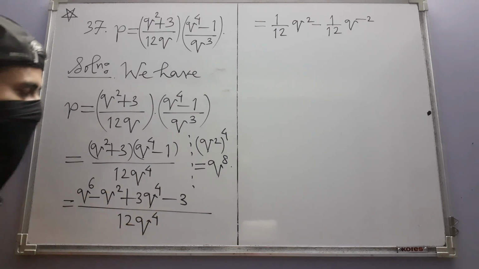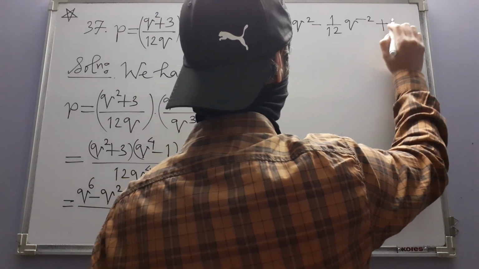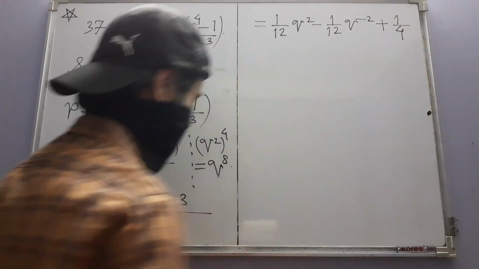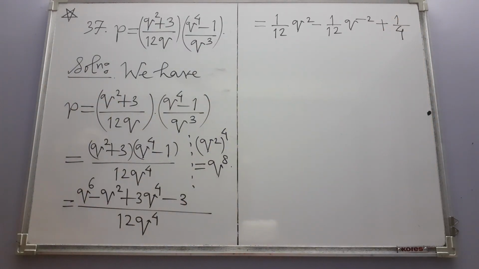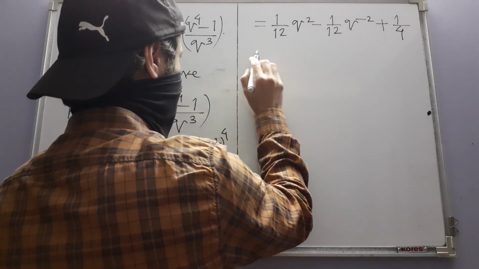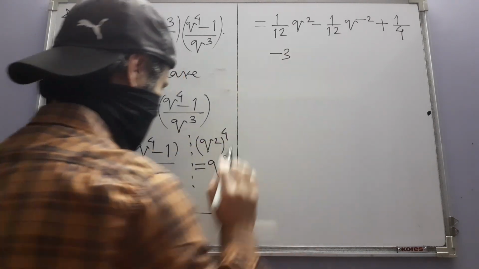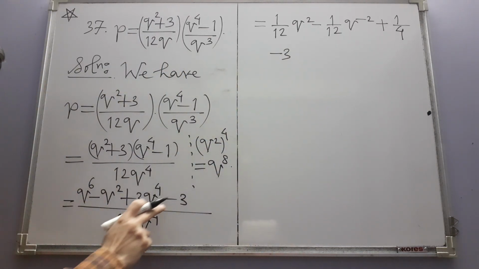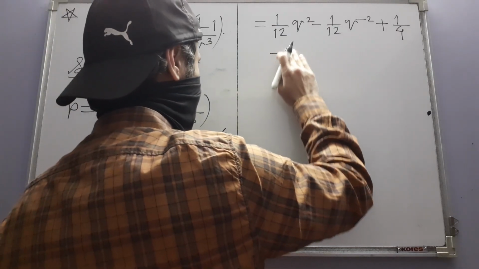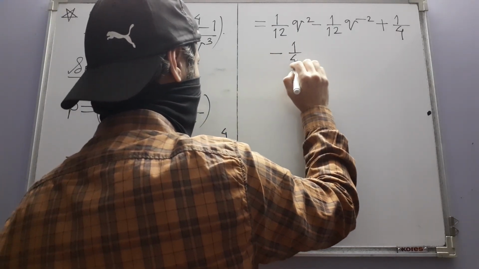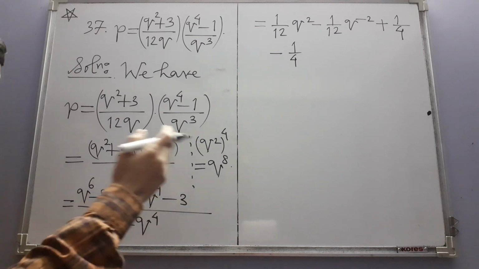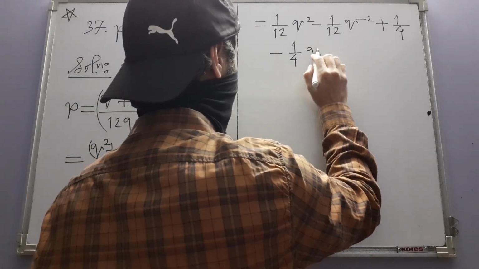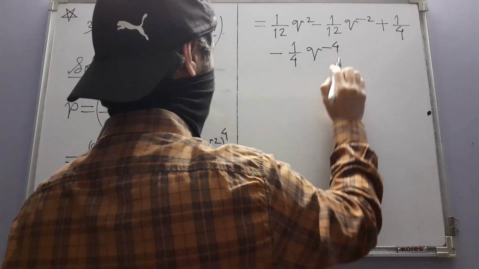This one of course becomes plus 1 over 4 because q to the power 4 in both the numerator and denominator. Minus 3, oh so here also we have 3, so 1 over 4 times q to the power minus 4. Okay.